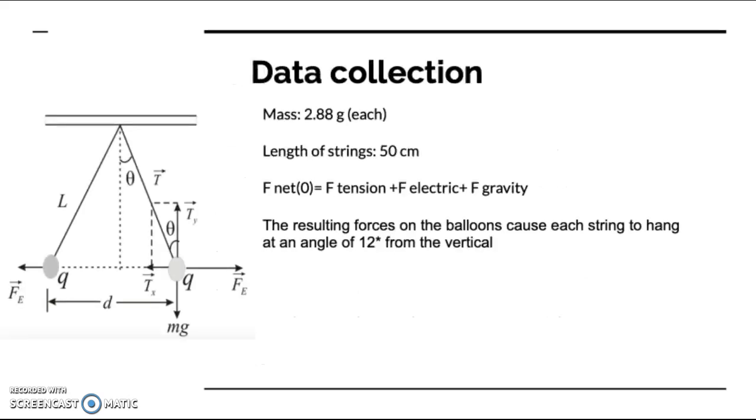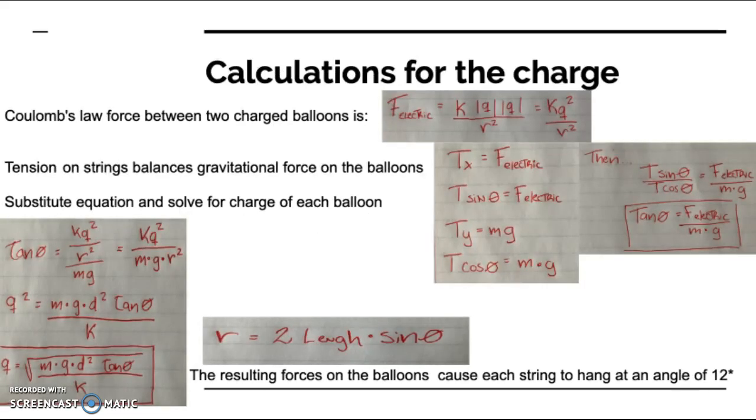The data that we collected for this experiment was that the mass of each balloon was 2.88 grams, the length of the strings that we used were 50 centimeters each, and that F net equals the sum of F tension, F electric, and F gravity. The resulting forces on the balloons would cause each string to hang at an angle of 12 degrees from the vertical.